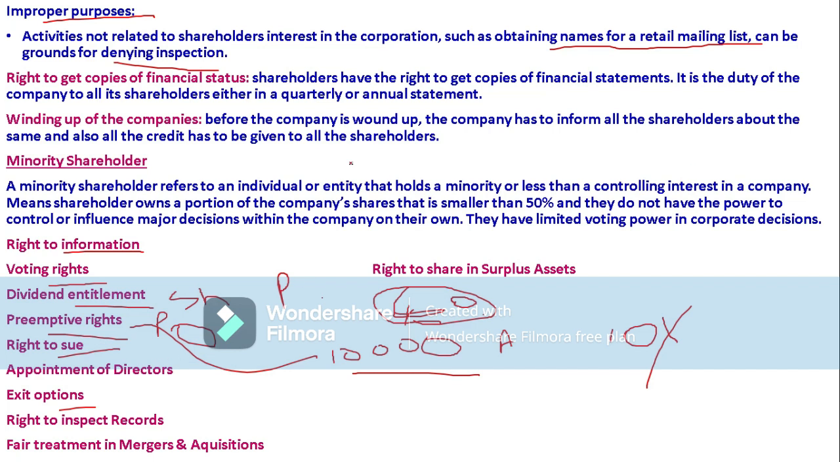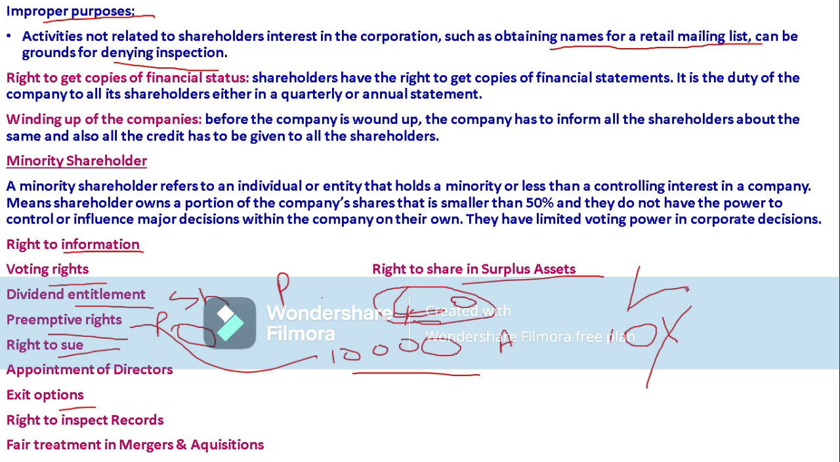And right to share in surplus assets. Right to share in surplus assets means, in the event of liquidation or insolvency, the right to receive a share of the remaining assets after creditors have been satisfied. Whenever a company is insolvent, first the amounts will be paid to the preferential shareholders and secured creditors. After that, these minority and majority shareholders will be paid in the event of liquidation. So they have every right to receive a share of the remaining assets after creditors have been satisfied.